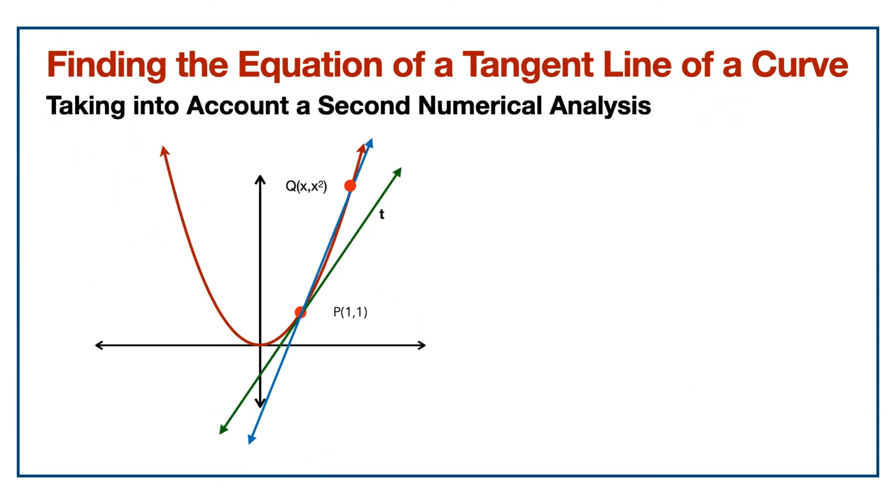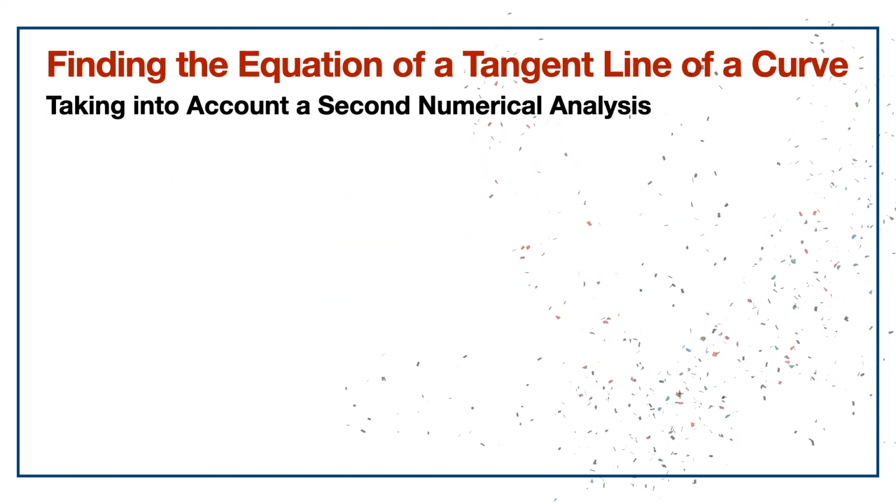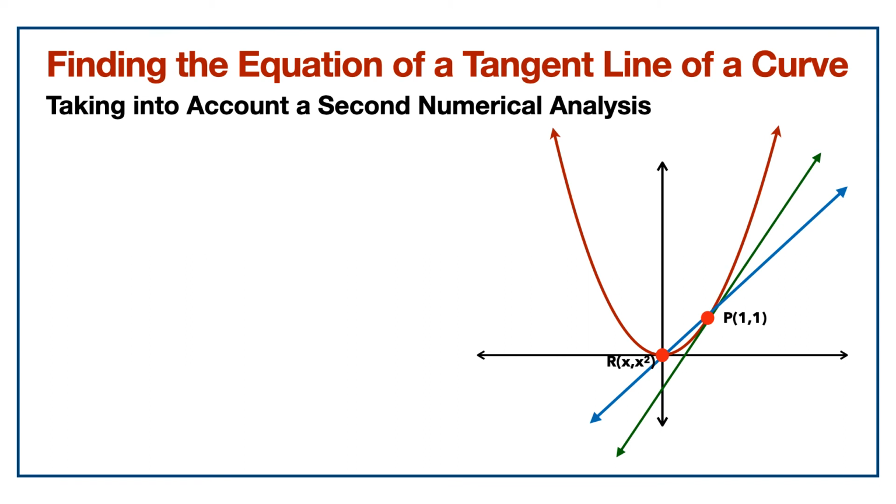Mathematicians must consider all possibilities when drawing a conclusion about a particular phenomenon. In our problem, we must consider the fact that we can approach P at (1, 1) from a different direction. In our original graph and numerical analysis, we took x-coordinates that were greater than 1 and moved down our parabola toward P at (1, 1). Now we must consider x-coordinates less than our point P. We shall name our new point R.